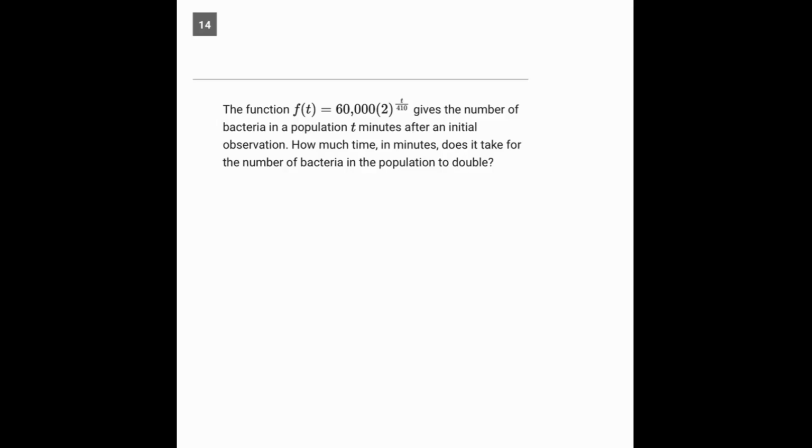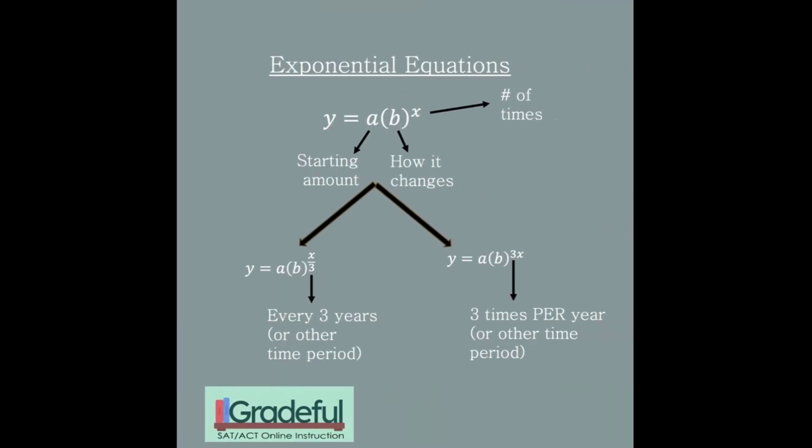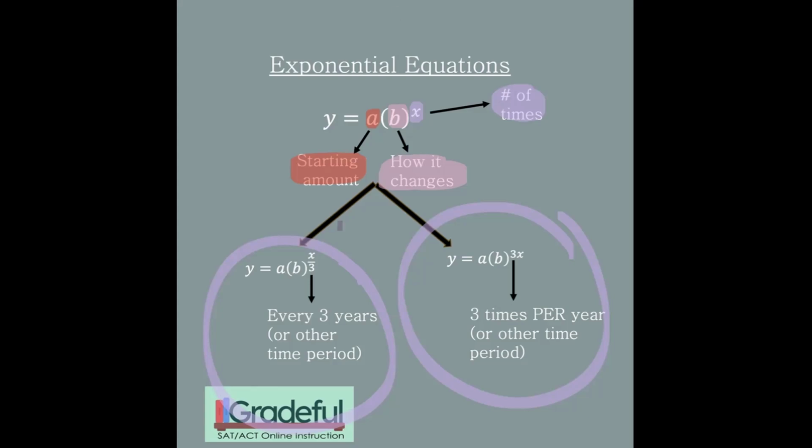Now let's go over to question 14. Here, we're getting an exponential equation format. And we should know that for the exponential equation, the A is the starting amount, the B is the way it changes, and the X is the number of times that happens. And these two variations of the exponential equation occur a lot on the digital SAT.